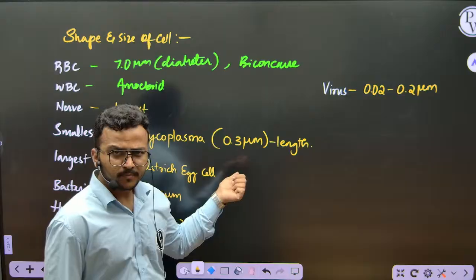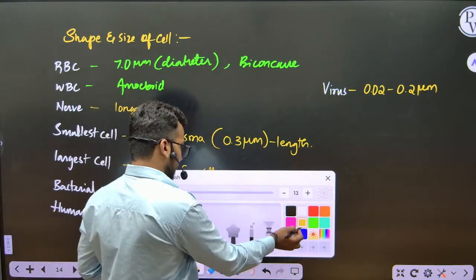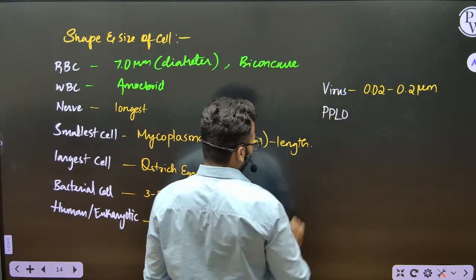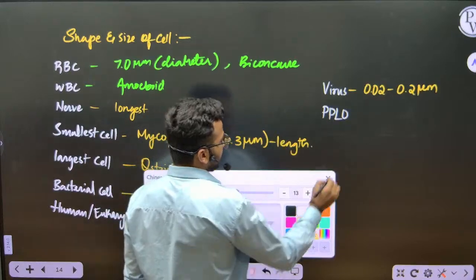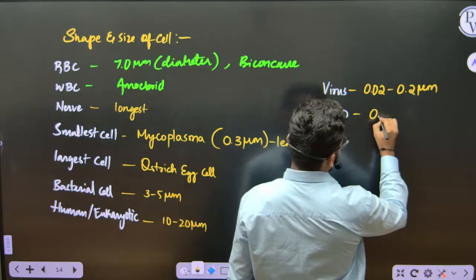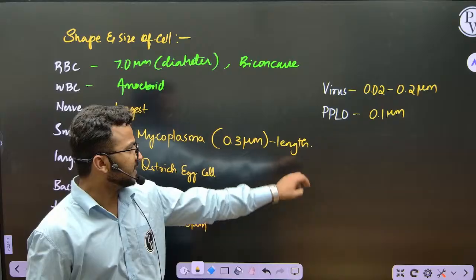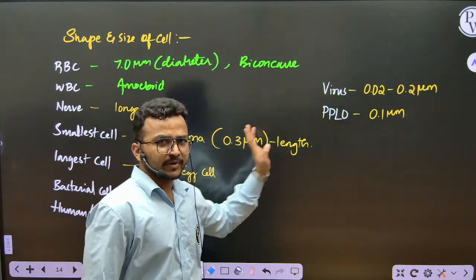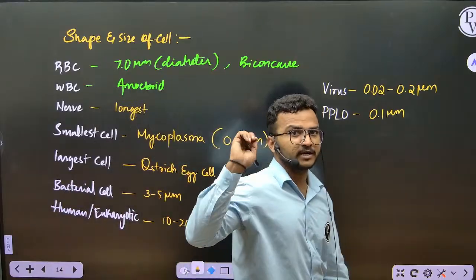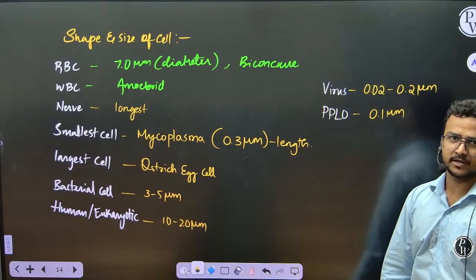Even in the book, another data point is given where PPLO is added. PPLO is nothing but a type of mycoplasma which has a size of 0.1 micrometer. So it is the average typical size of that PPLO. Don't get confused there. The length is 0.3 micrometer, but if you look at the size, it will be 0.1 micrometer.